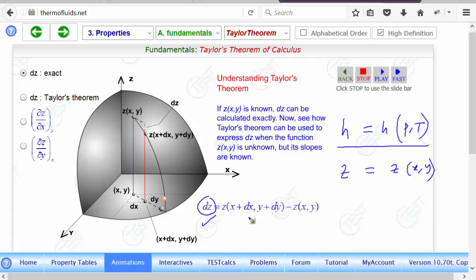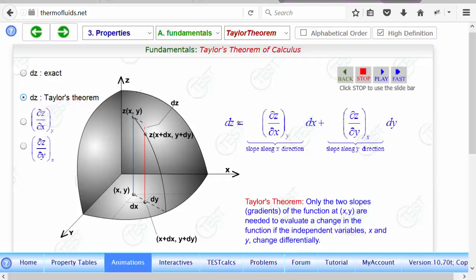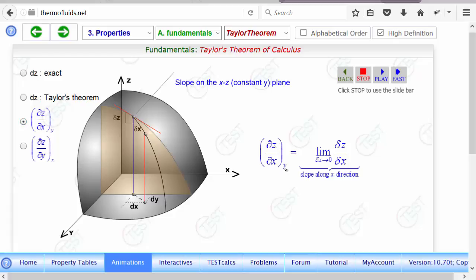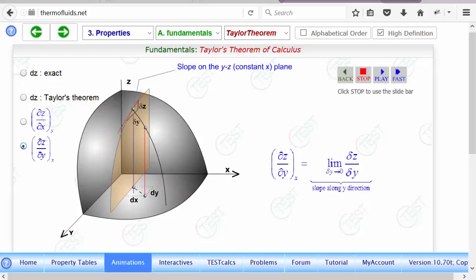But the problem is that we do not know the functions. That's where Taylor's theorem becomes very handy. Taylor's theorem says that you can figure out dz, the change in the function, if you know the slope of z with respect to y and the slope of z with respect to x. What are the slopes? ∂z/∂x means, when you hold y constant, the slope along this xy plane that we are showing in this animation, and ∂z/∂y means the slope in the other orthogonal direction. So partial derivatives are nothing but slopes when you set a direction, set a plane.